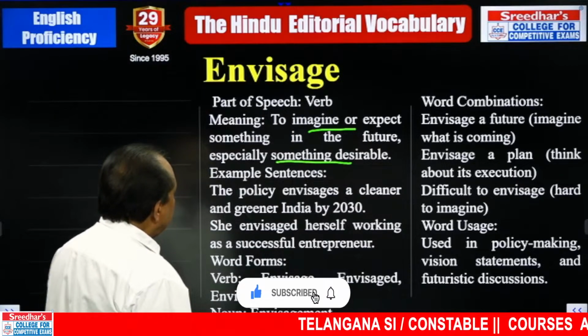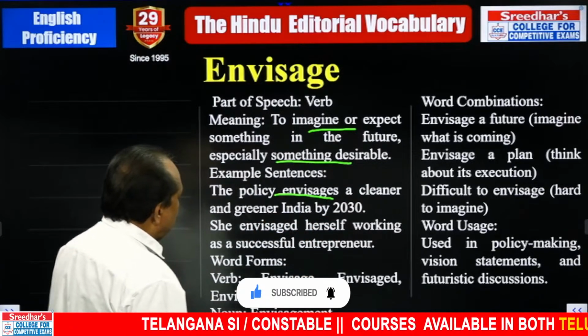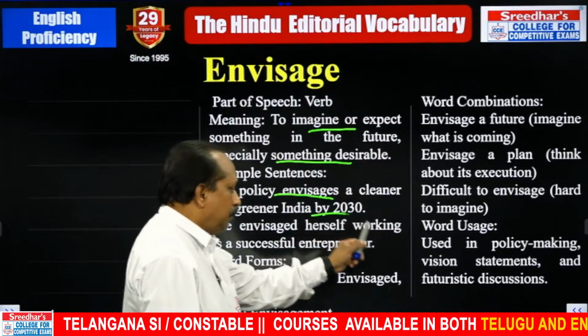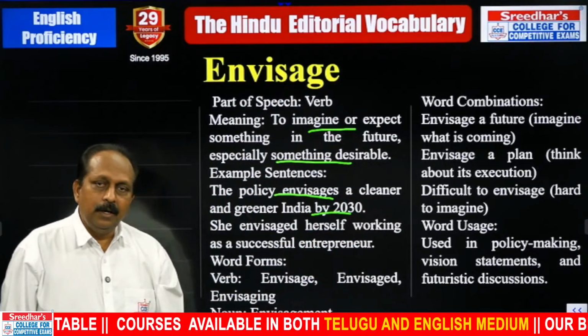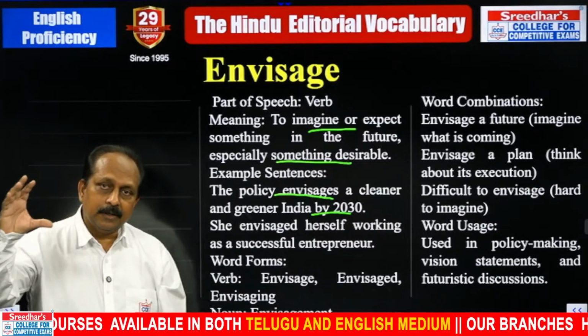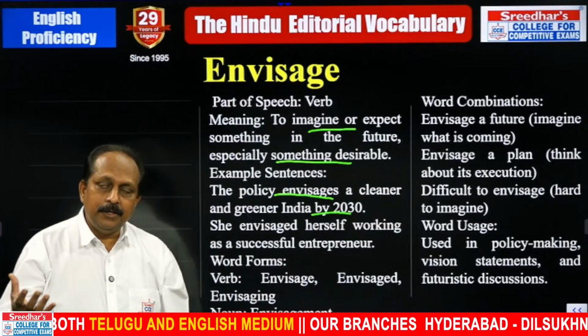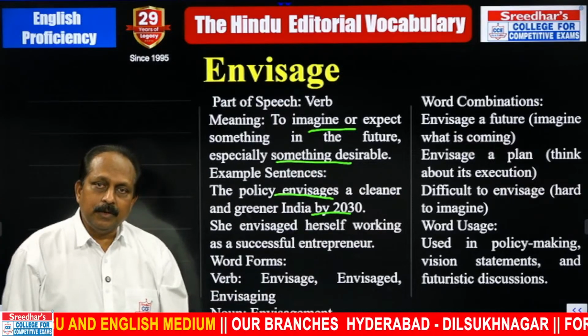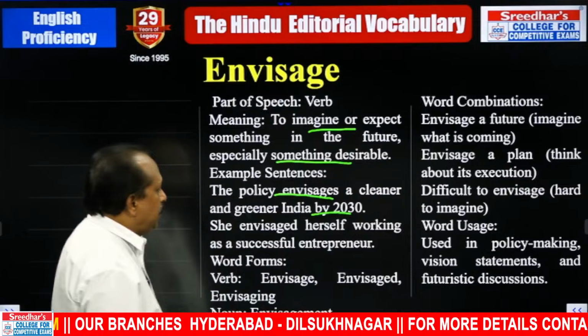Example sentences: the policy envisages, visualizes a cleaner and greener India by 2030. I always give the word more than predict, best word envisage means visualize. Think of the future, usually a positive image. You try to think of a positive image, something that is going to happen in future. We use the word envisage.